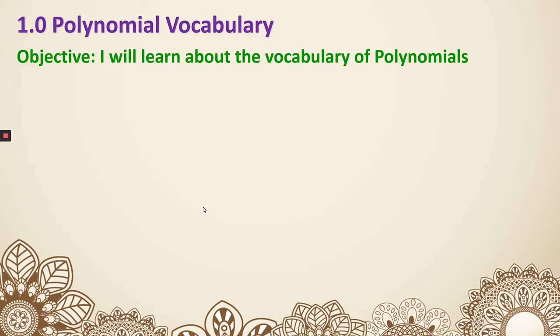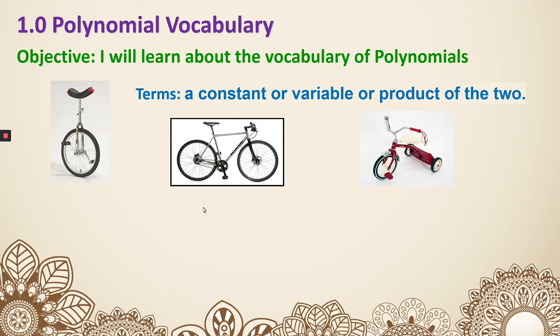First, let's define terms. A term is a constant or variable or product of the two. So for example, 5, that's a term. Negative x, that's a term. Or put together, negative 5x, that's also a term.